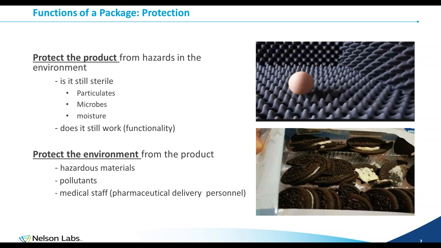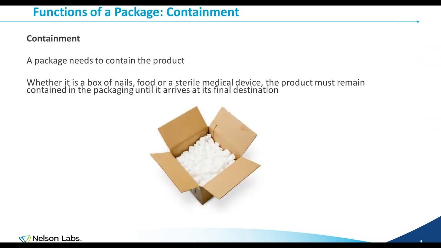The first one is to protect the product from hazards in the environment. This is a pretty important function of a package. Does it arrive still sterile? Does it have particulates or microbes or moisture? Does it work functionally? And as well, the package can also protect the environment from the product. So it goes both ways. So if you're shipping marine pollutants, hazardous material, discarded medical devices and things of that nature. So that is a function of a package, is protection.